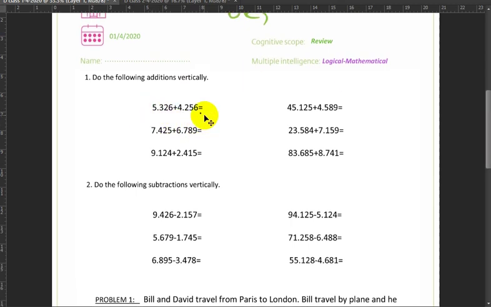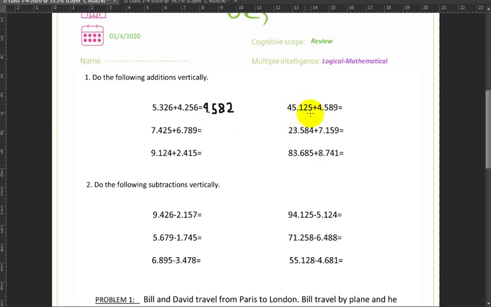So we're going to start off here by doing these additions. Here we have 5,326 plus 4,256. Now you could write them vertically if you wanted to, or we could just add the ones with the ones, the tens with the tens, the hundreds with the hundreds, and the thousands with the thousands, and see what we get. So 6 plus 6 makes 12. Write 2, carry 1 over to the tens. 5 and 2 makes 7, and 1 that I carry over makes 8. 2 and 3 makes 5, and then 5 and 4 makes 9. So my answer is 9,582.